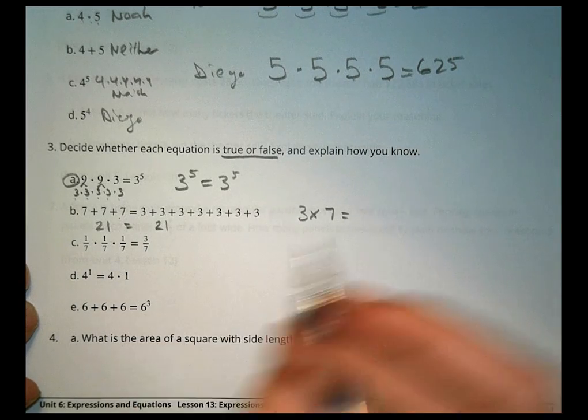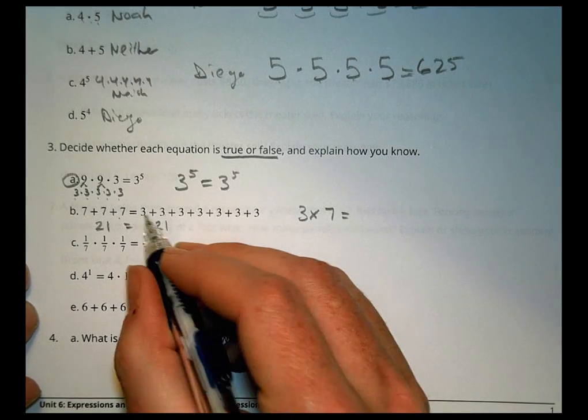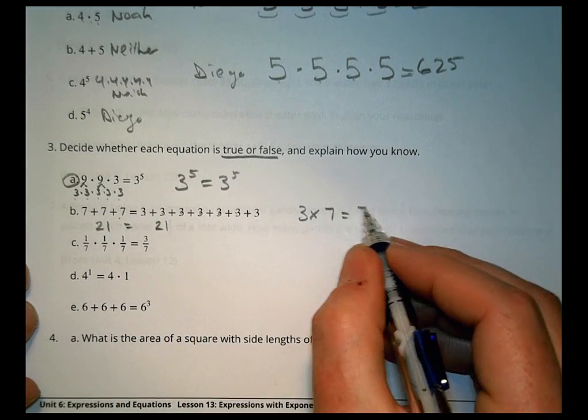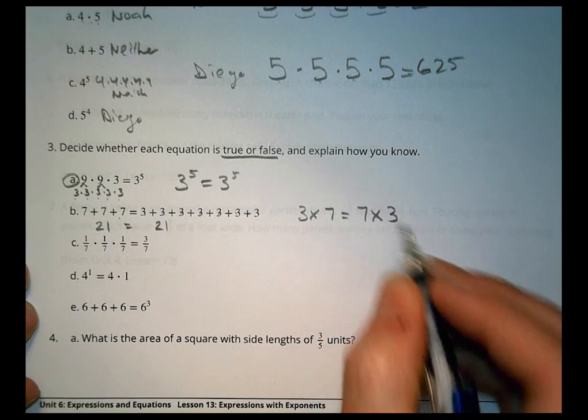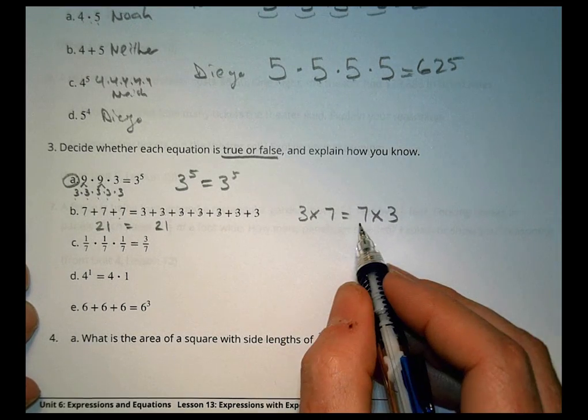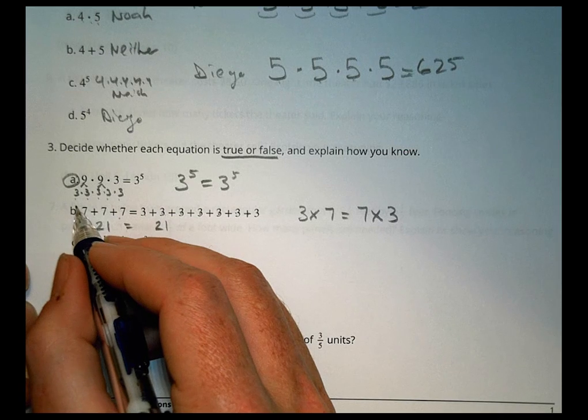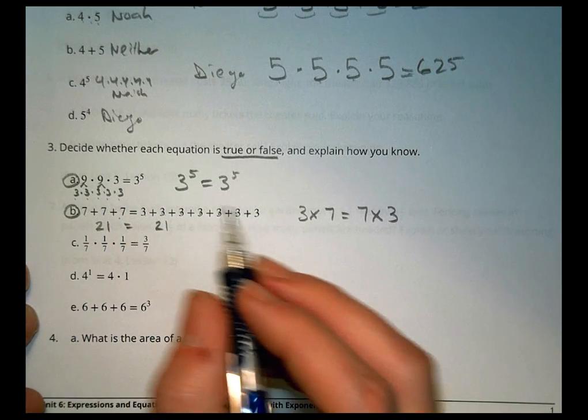Is there an easy way to show that? Yeah, this is how many groups? 1, 2, 3, 4, 5, 6, 7 groups of 3. And as we know, 3 times 7 is equal to 7 times 3. So this is going to be a true statement as well.